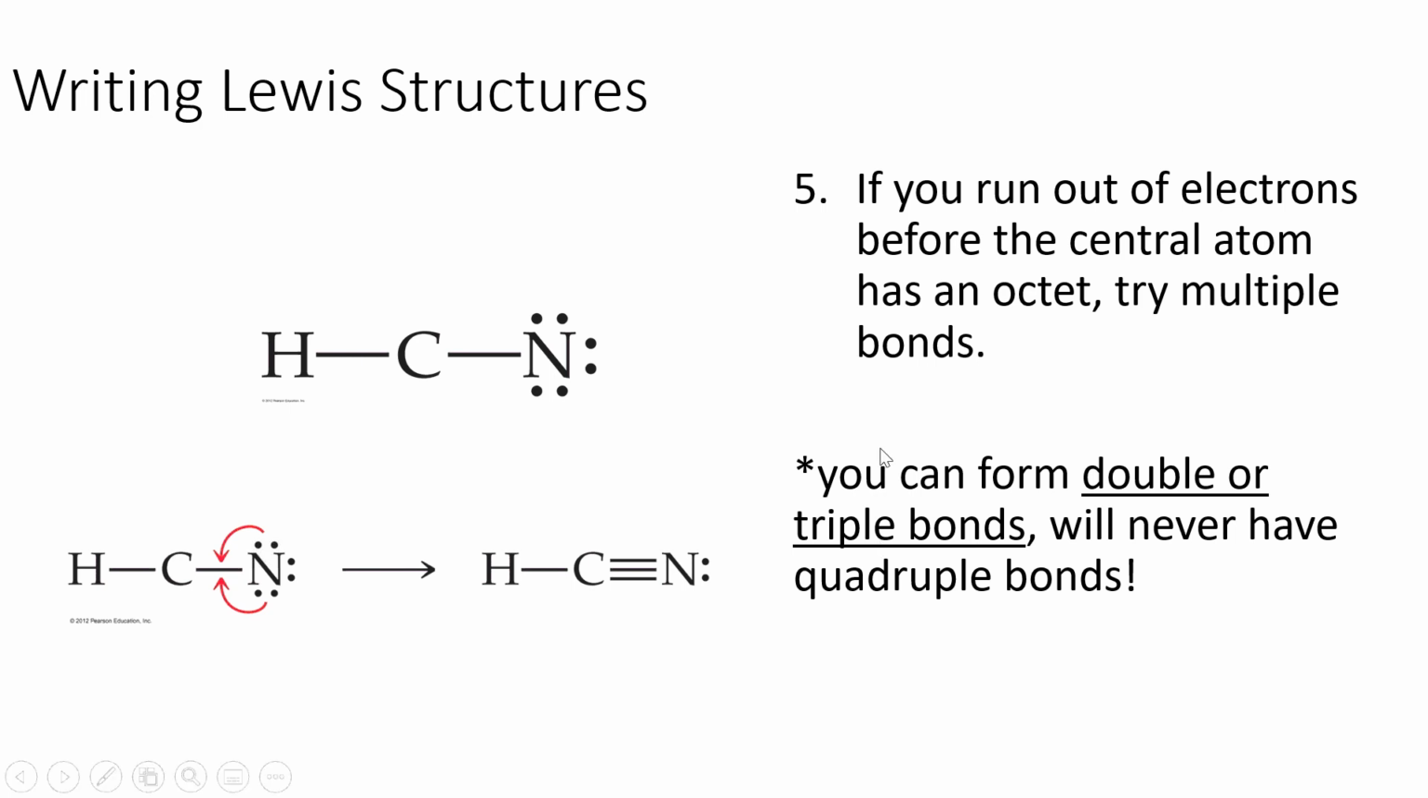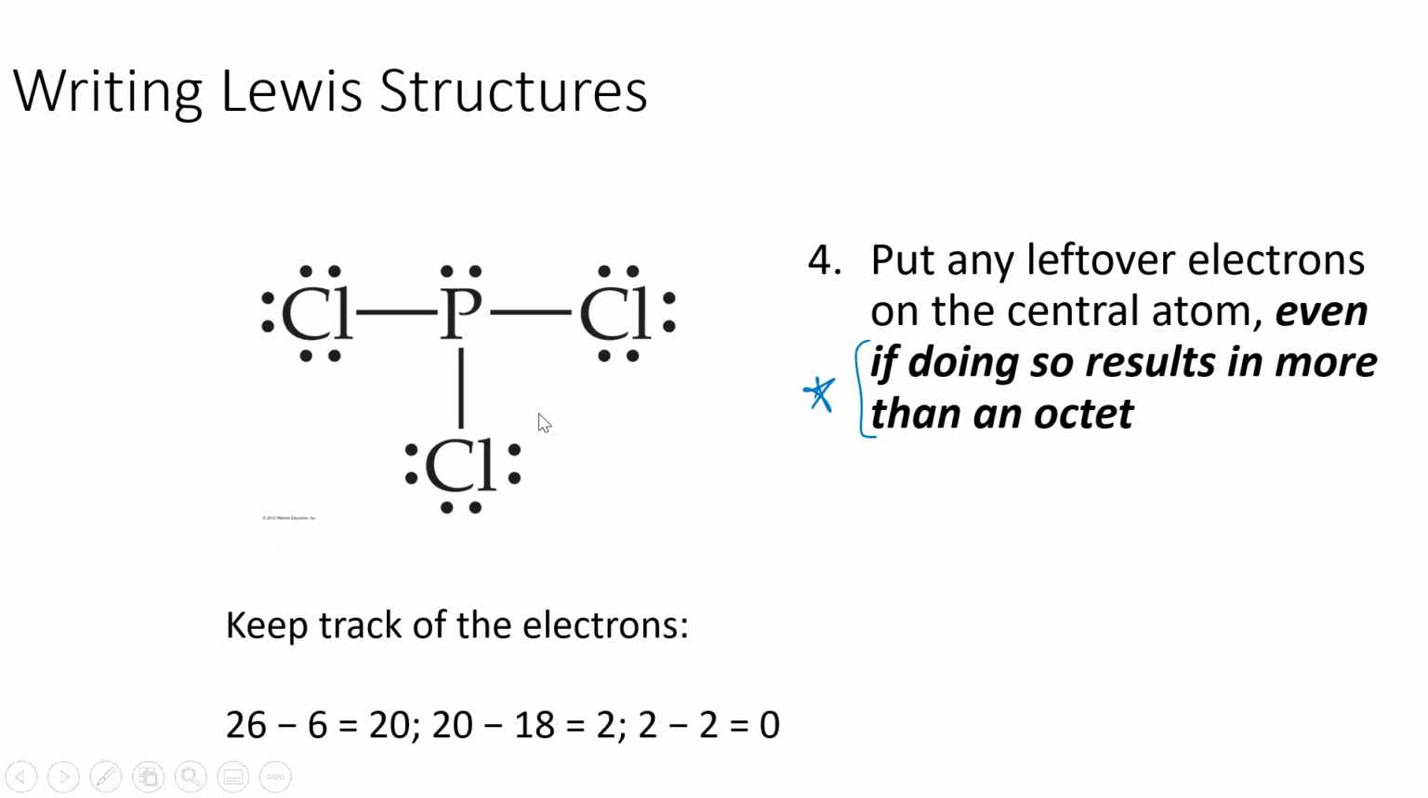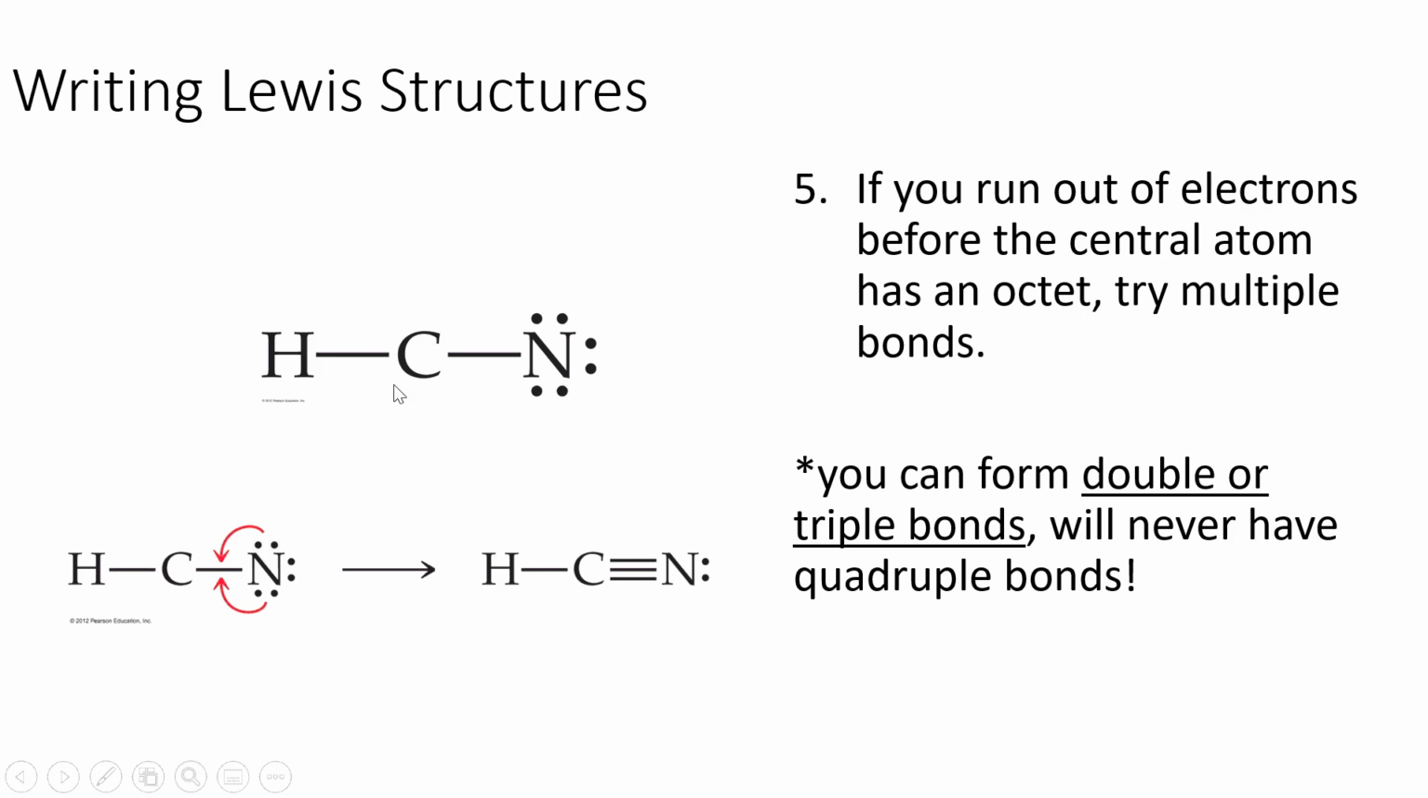So the most common mistake I see people doing is trying to form a double or triple bond when it's not needed. So notice how this is the very last step. You only use a multiple bond if you get to this stage and you don't have any electrons left for the central atom and you still don't have an octet yet.